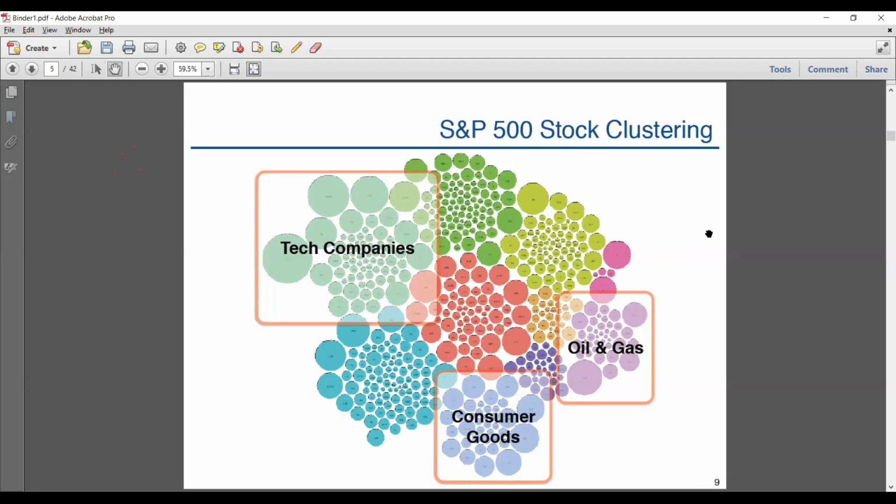Then, for example, you can cluster different types of companies. You could have tech companies like Amazon, Google. You could have oil and gas companies. You could have consumer goods companies.